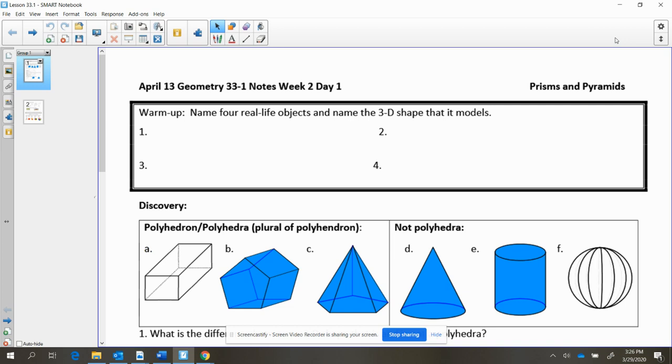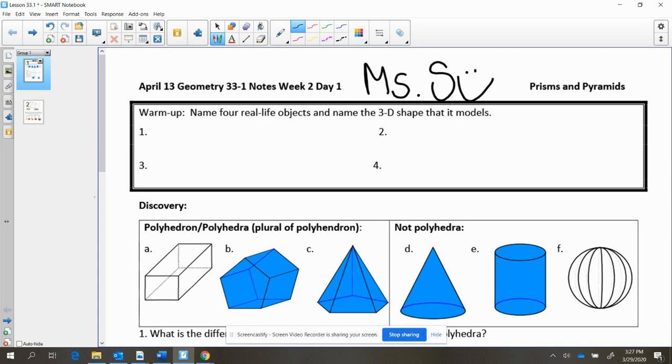Everybody, my name is Miss Seachek, for those of you that don't know me, and we're going to start talking today about different types of polyhedra and beginning to name some three-dimensional figures.